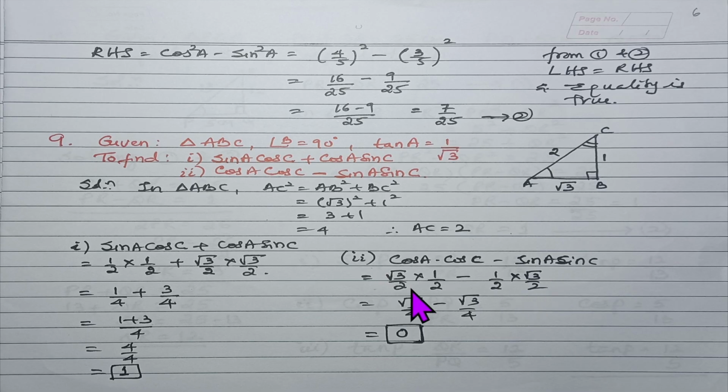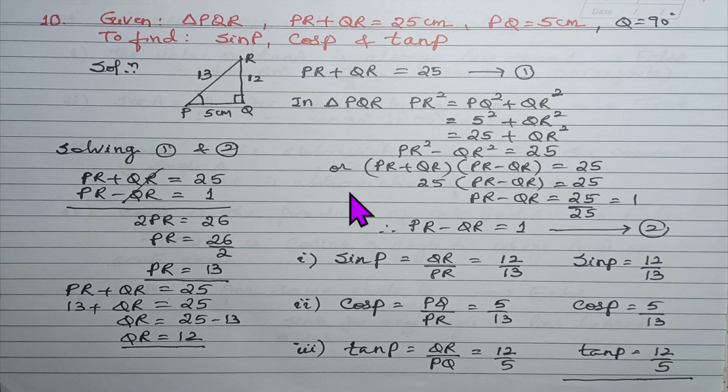Now it will be root 3 by 4, both will cancel, and the answer is 0. So that is how we solve the examples. Okay, now coming to the next example. We are given a triangle PQR. PR plus QR is 25 centimeters, PQ is 5 centimeters, and angle Q is 90 degrees. Now we have to find sin P, cos P, and tan P.